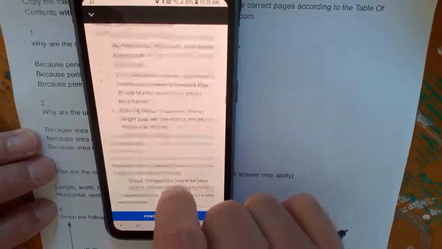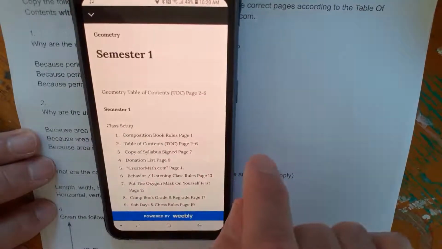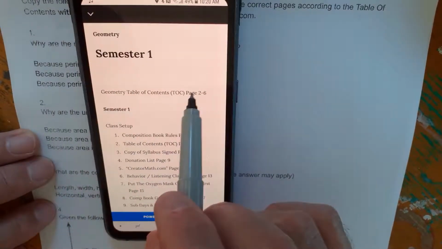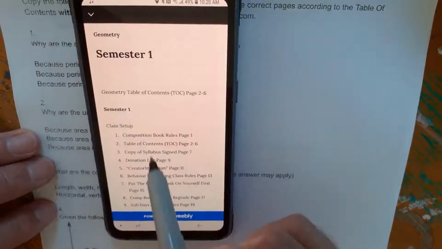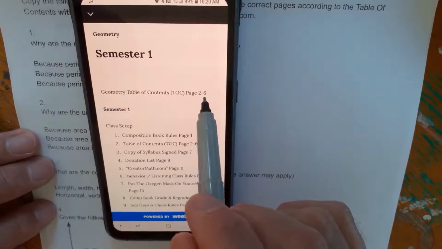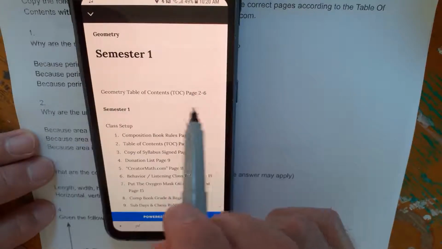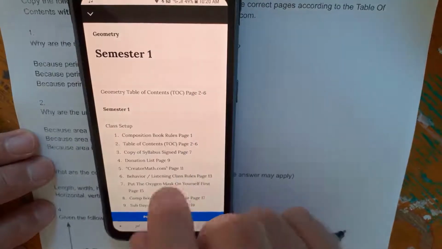Scroll down to the correct semester. That's important to match up depending on which one you're in. Make sure it says table of contents. This should have been written. This entire table of contents we're going to look at right now should have been written on pages 2 through 6 of your composition book a long time ago. If not, stop what you're doing right now and write this in.